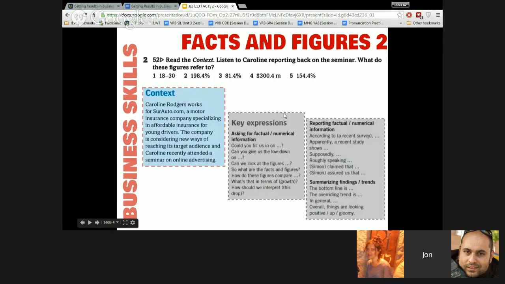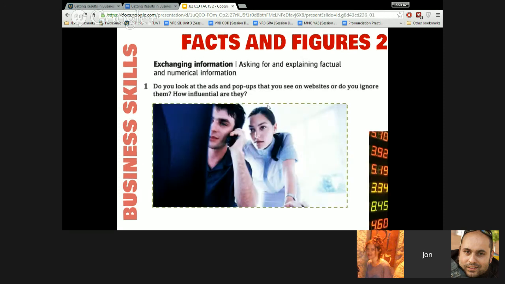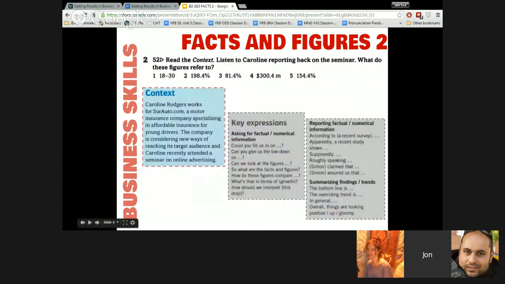What we're going to do is first read a little context to get some background, and then we're going to listen to someone report back on the seminar. Wait, I think we're missing some information here. Well, let's get the context first. Rebecca, you were our context reader in the past. Could you be our context reader today? Okay.